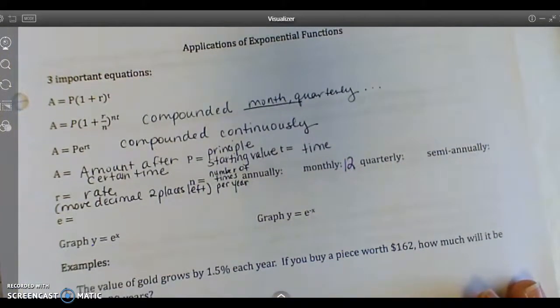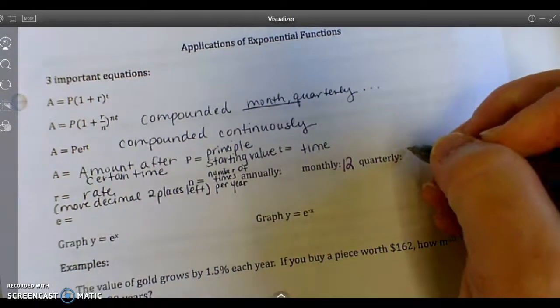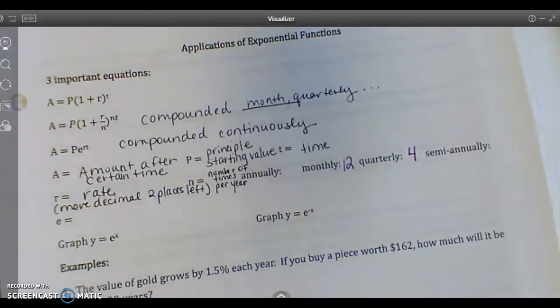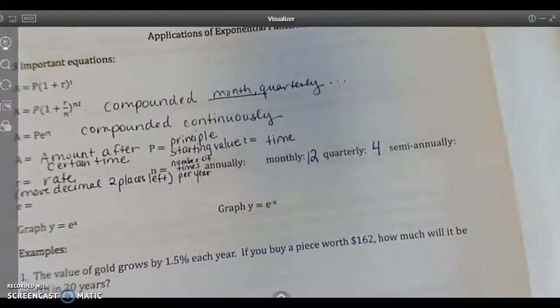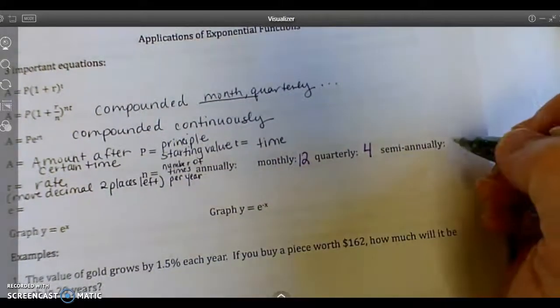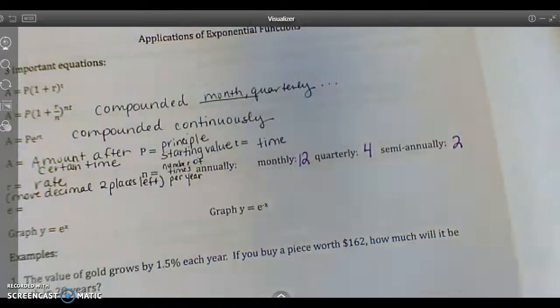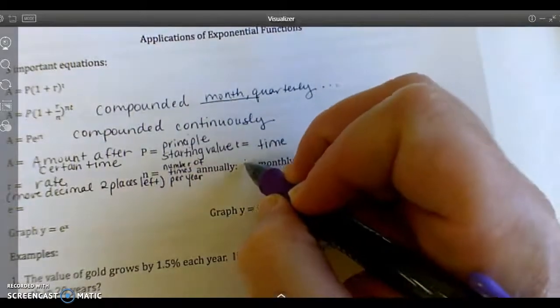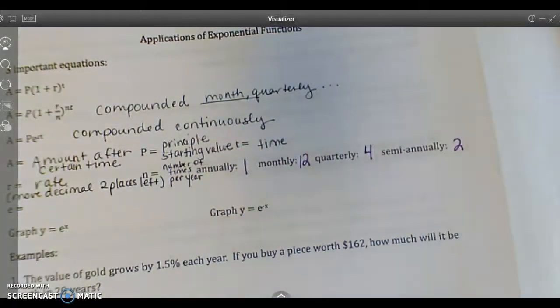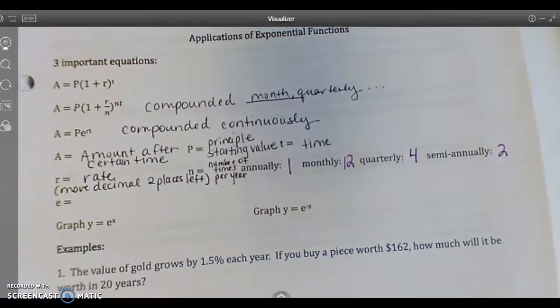If you compound it quarterly, quarterly is 4 times a year. Because you think about quarters and there's 4 that make $1. Semi-annually means 2 times a year. It's actually 6 months that separated it, but it's only 2 times a year. Okay? And then I didn't do annually. Annually is 1. But really with annually, you can use that first equation up there. You don't have to use the second one.